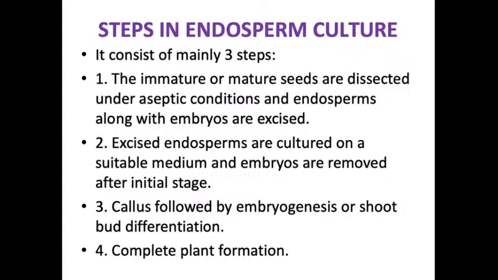The steps in endosperm culture mainly consist of three steps. First, immature or mature seeds are dissected under aseptic conditions, and endosperms along with the embryos are excised. So from the mature seeds, you get your embryos and they are cut out. Then these excised endosperms are cultured on suitable media, and embryos are removed after the initial stage. Then callus formation is followed by embryogenesis or shoot bud differentiation. It is the same process started again in endosperm culture. Then you have complete plant formation at the end.